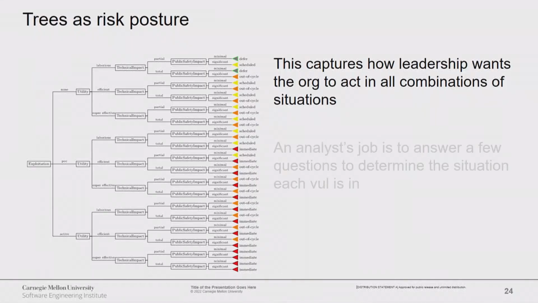So this is the view that the leadership or risk manager should be able to take, right? This tree summarizes the risk posture of the organization. The analyst doesn't need to keep the whole tree in mind. They just need to know what questions to ask.